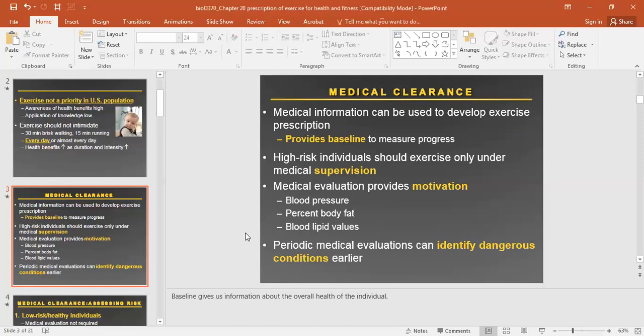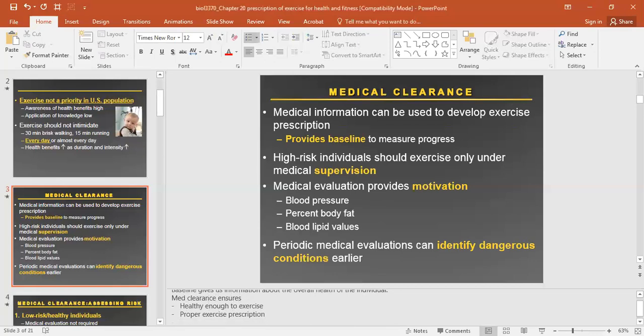So we get medical clearance to make sure that an individual is healthy enough to exercise. But it also tells us how much and what mode of exercise to use. So it ensures proper exercise prescription to make sure that we keep somebody safe. And that can then be monitored over time to make sure that gains are happening and to also identify possible dangerous conditions sooner rather than later.